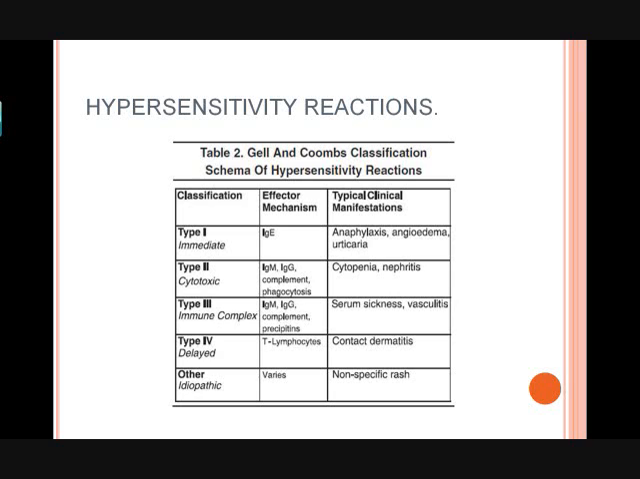Because A is type 1, allergies. Anaphylaxis is going to occur, that's an allergic reaction, angioedema. B is blood, cytotoxic, it occurs in the blood, nephritis and cytopenia. C is type 3, which is complex, immune complex, serum sickness and vasculitis. And then D is the delayed type, type 4. It's T-cell mediated, and an example is contact dermatitis. It's just an easier way to remember, instead of type 1, type 2, type 3, type 4: A, B, C, D.